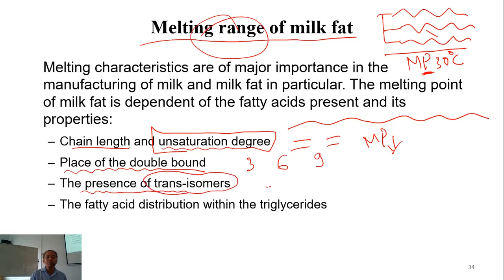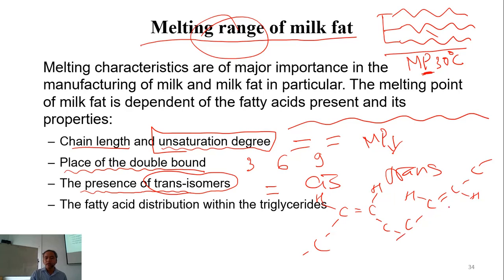And then the melting range is also influenced by the presence of trans isomers. If you have a double bond, then you have two types of isomer, the cis and the trans. Cis is like this. This is cis. A C and a C here, and the hydrogen here. This is cis. And this is trans. Okay. Trans, then the heavier part is on this side of the double bond. Cis, then the heavier part will be on the same side. So this is trans, and this is cis. Which one has a higher melting point, do you think? Trans or cis?